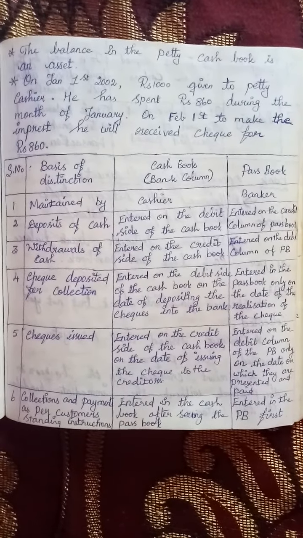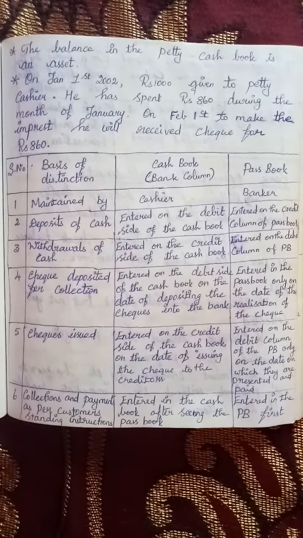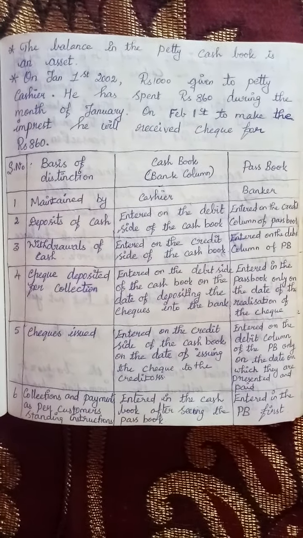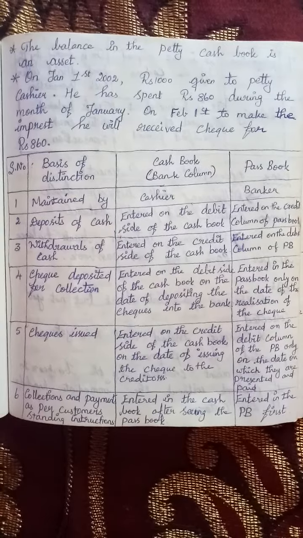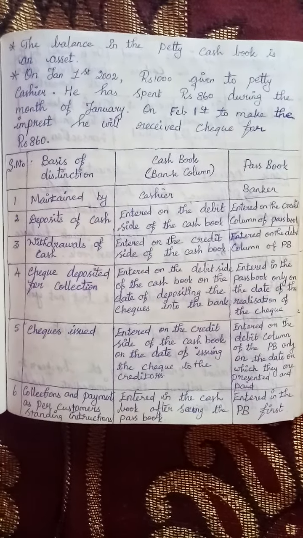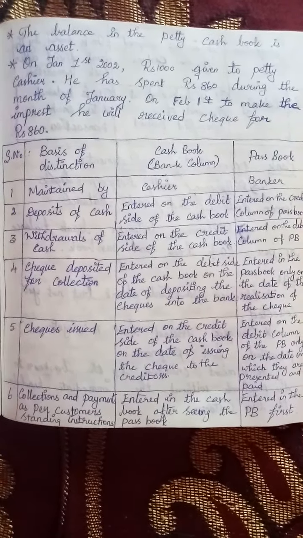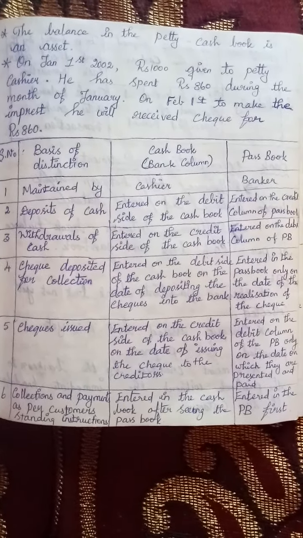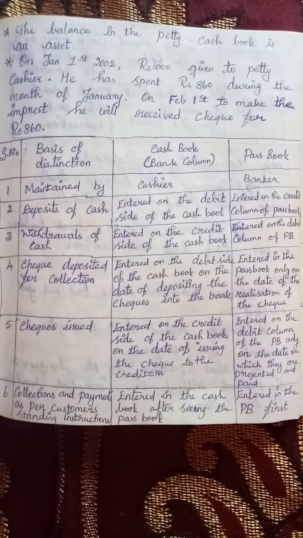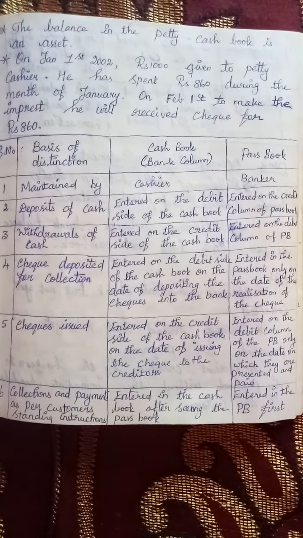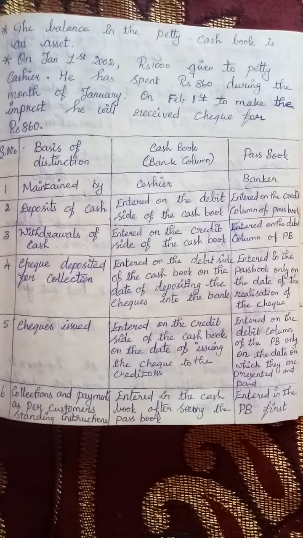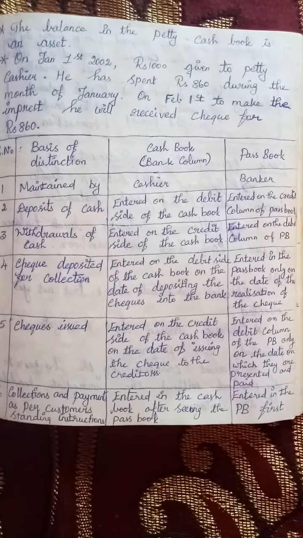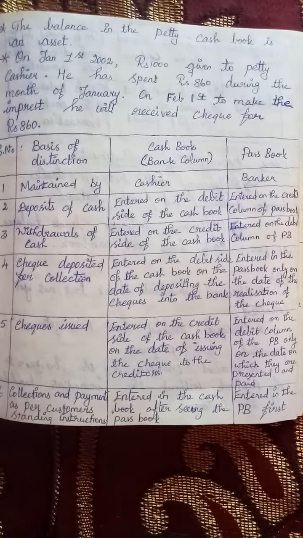Differentiation between cash book and passbook. Cash book, bank column. Basis of distinction. Cash book is maintained by the cashier and the passbook is maintained by the banker. In cash book, deposits of cash are entered on the debit side, and in passbook they are entered in the credit column. In cash book, withdrawal of cash is entered on the credit side, and in passbook on the debit side.